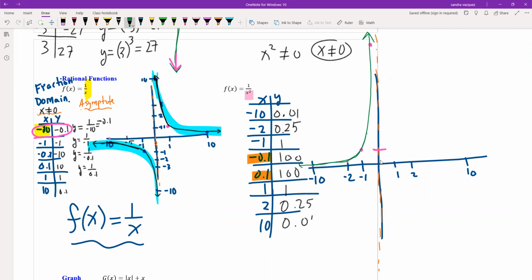Like this. Okay, I'm gonna do the other one. So then it's 0.1 and 100. So this is going to reflect on this other side. And so then it's 1 and 1. And then it's 2 and 0.25. And then it's something very small over here. And we're gonna do the same thing. We're gonna connect it.